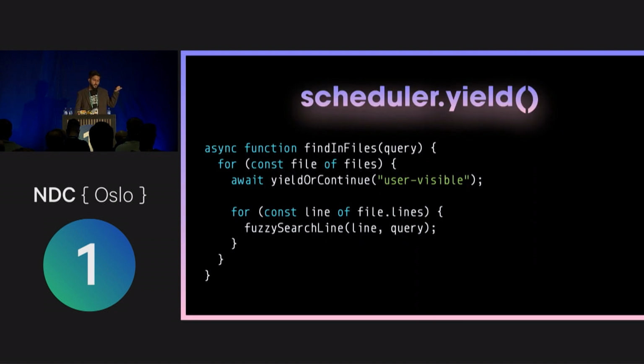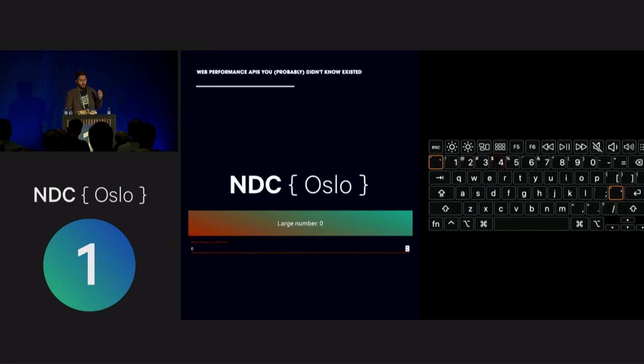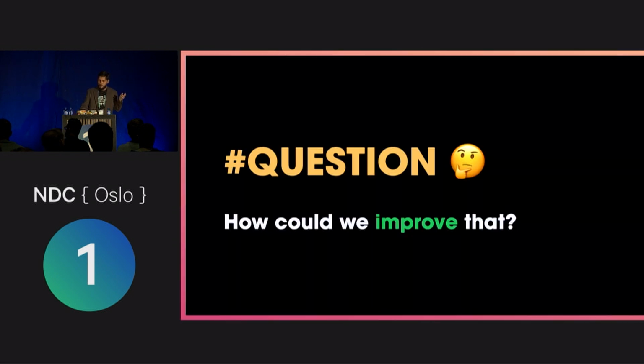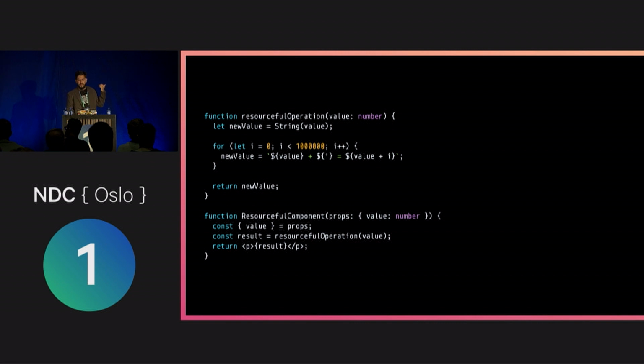For example, this one, where we are going through a lot of files and all the lines in these lots of files to perform some search operation. And if we keep the yielding idea in our mind, we can go back to the example we had before, of the input problem, etc. And we can think, how could we improve that? So this is the source code for that one problem. And in this resource-heavy operation, I'm mimicking something that's really heavy. It could be, for example, some data filtering or something like that.